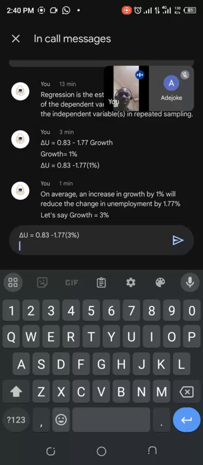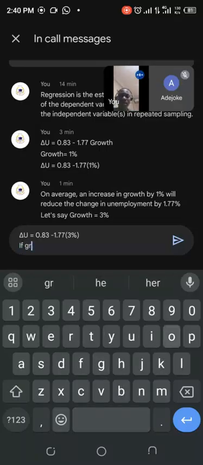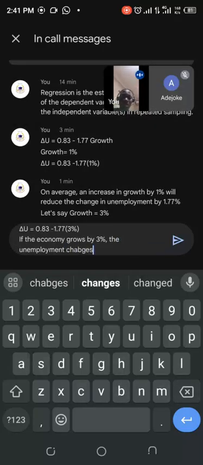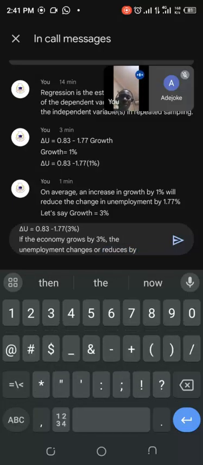So it simply means that if the economy grows by 3%, the unemployment changes, or let me say unemployment reduces by 5.31. I think it's 5.31%.